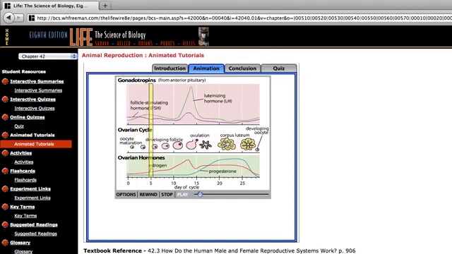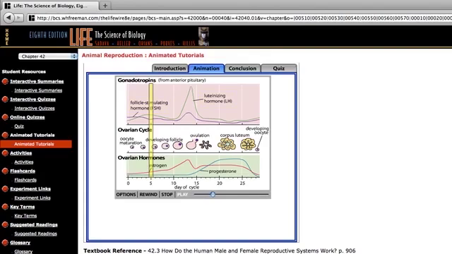A few days before the beginning of the cycle, the anterior pituitary begins to increase its secretion of two hormones, follicle-stimulating hormone, FSH, and luteinizing hormone, LH. FSH and LH stimulate ovarian follicles to grow. As the follicles grow, they begin to secrete estrogen.